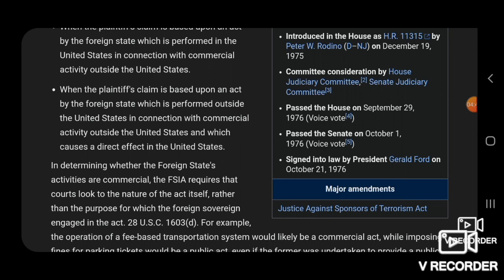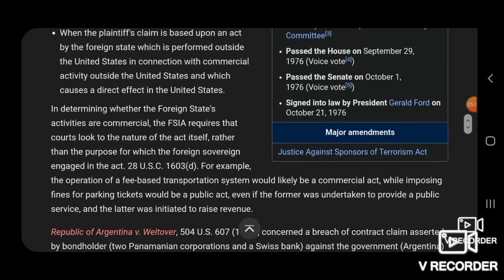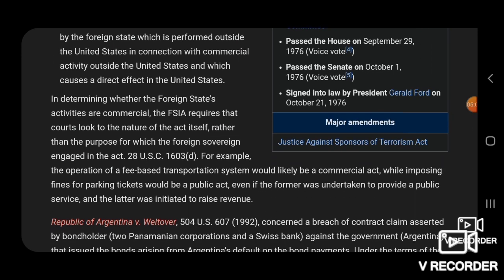All right. So in determining whether the foreign state's activities are commercial, the Foreign Sovereign Immunities Act requires the courts to look to the nature of the act itself rather than the purpose for which the foreign sovereign engaged in the act. 28 U.S.C. Section 1603(d). For example, the operation of a fare-based transportation system would likely be a commercial act, while imposing fines for parking tickets would be a public act, even if the former was undertaken to provide a public service and the latter was initiated to raise revenue.